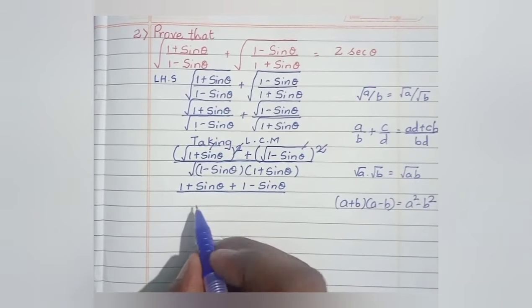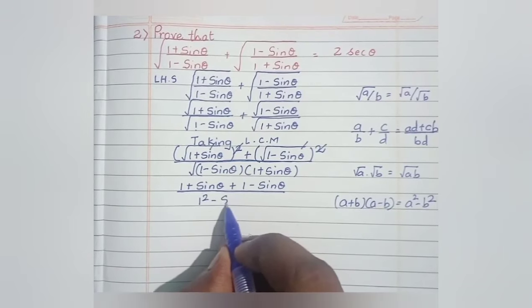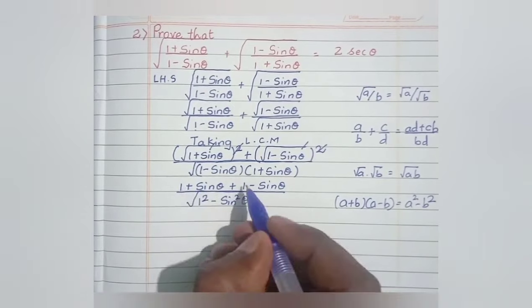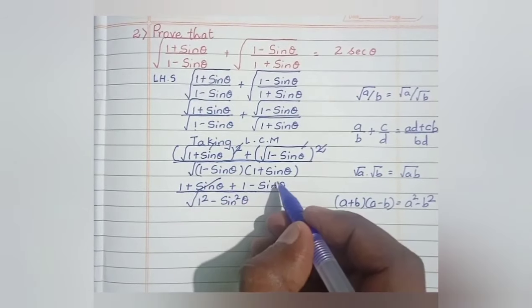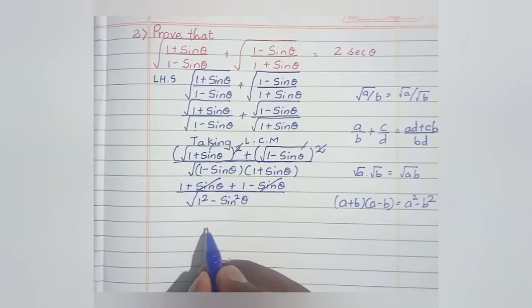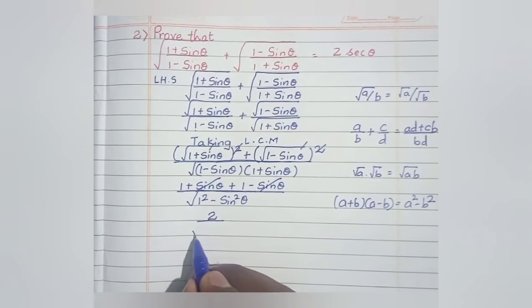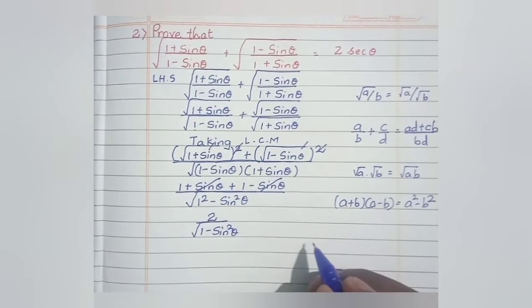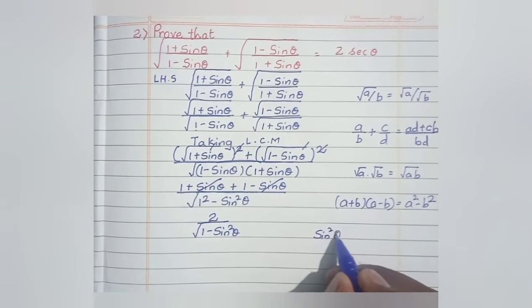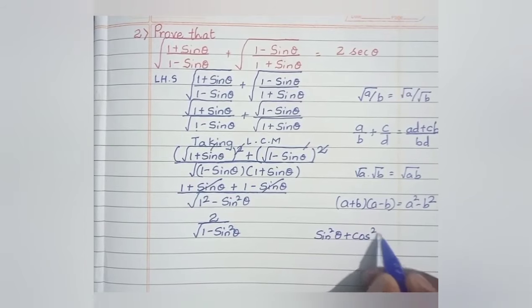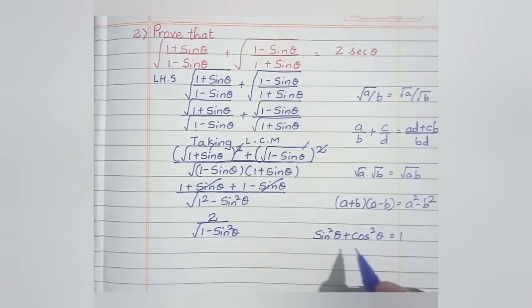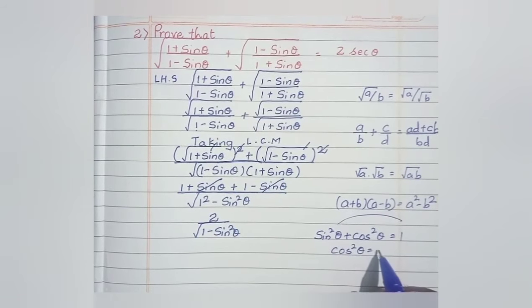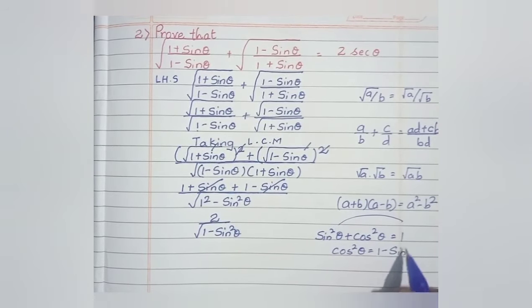Now A is 1, B is sin theta, so I can write it as root of 1 square minus sin square theta. Now plus sin theta and minus sin theta will cancel out. 1 plus 1 is 2 whole divided by root of 1 minus sin square theta. The identity which involves sin square theta is, first identity, sin square theta plus cos square theta equals 1. Now cos square theta equals 1 minus sin square theta.